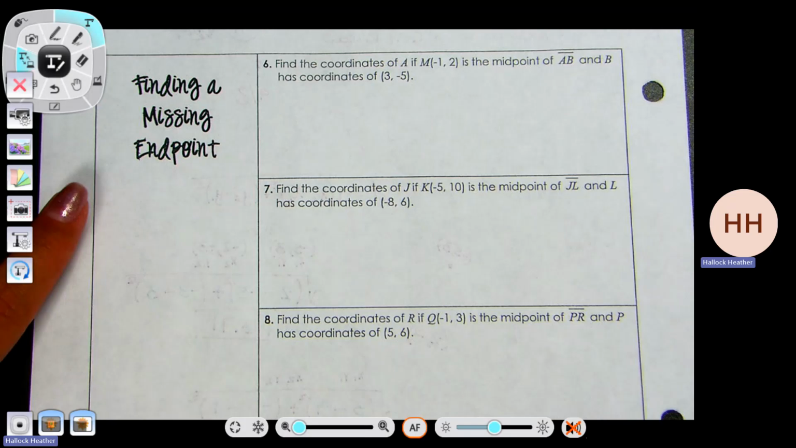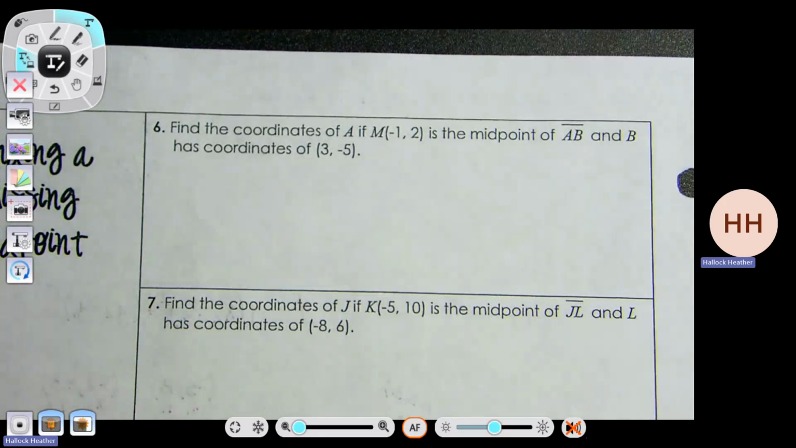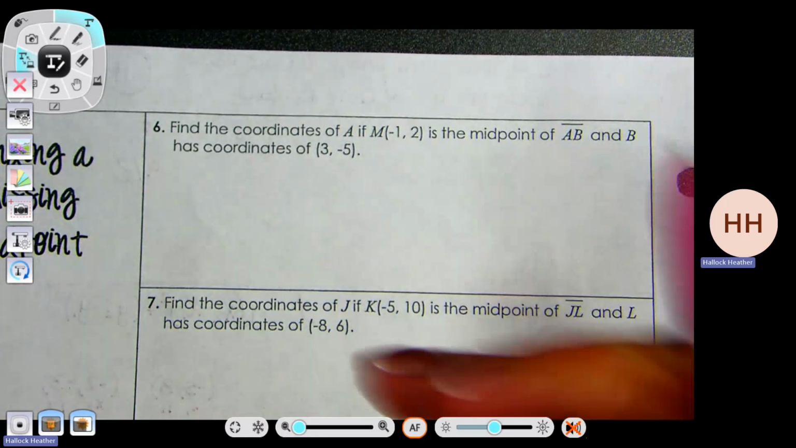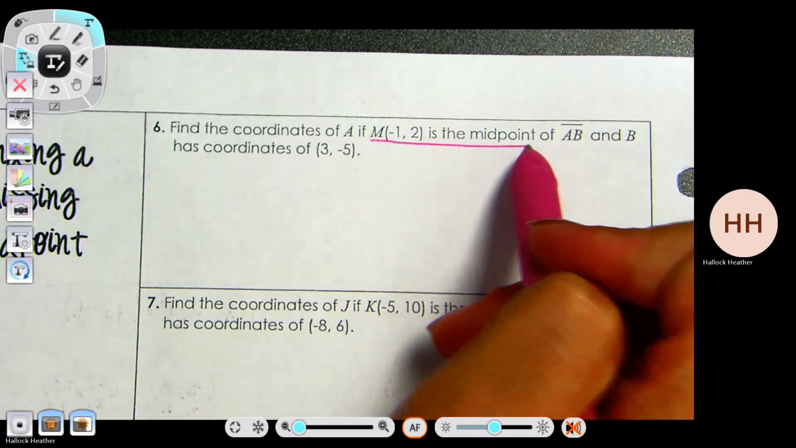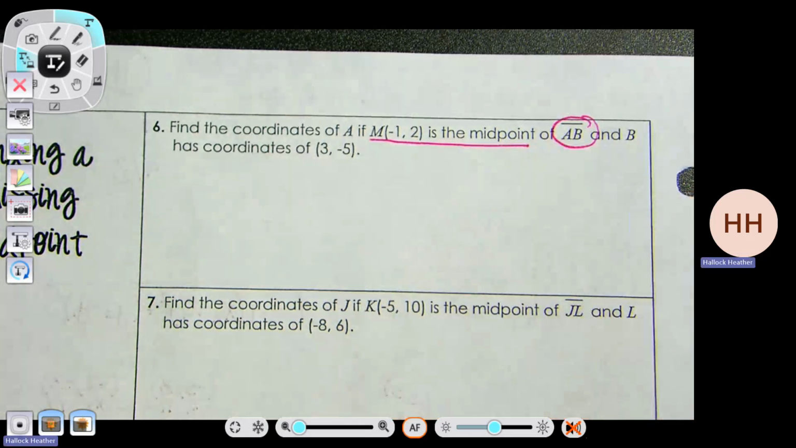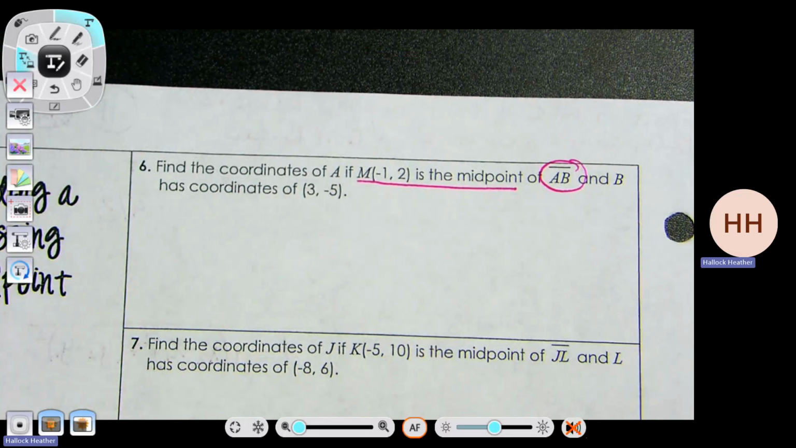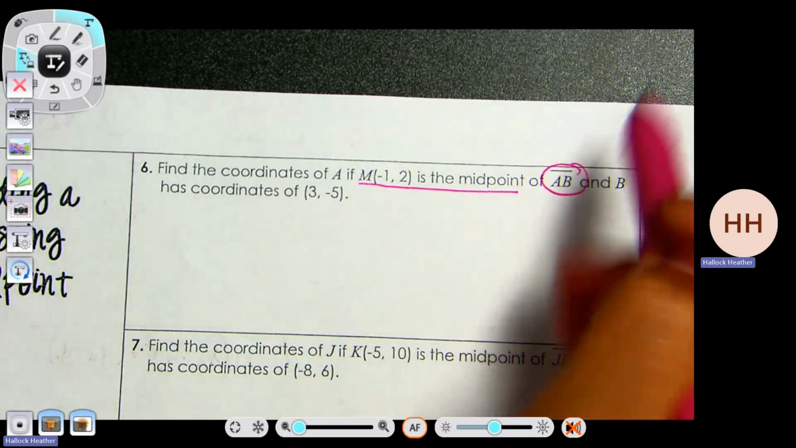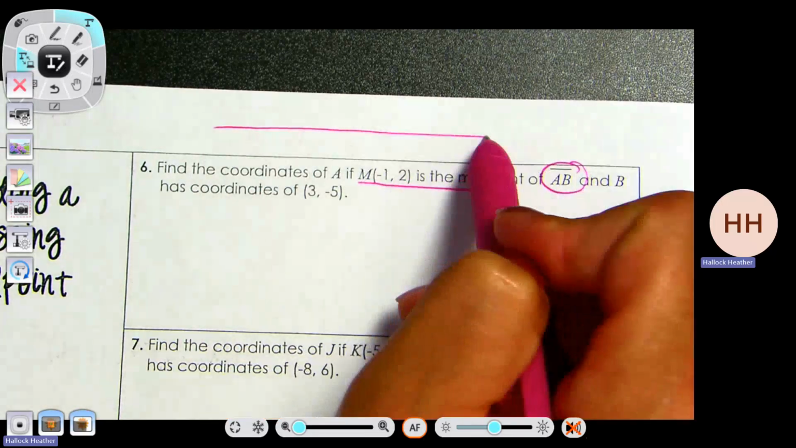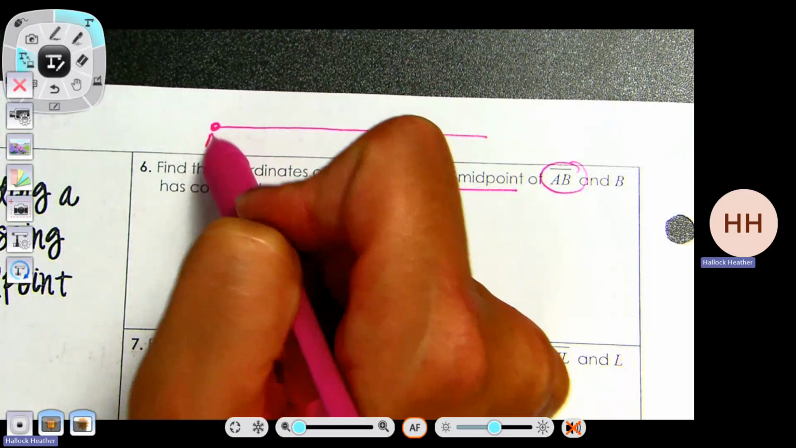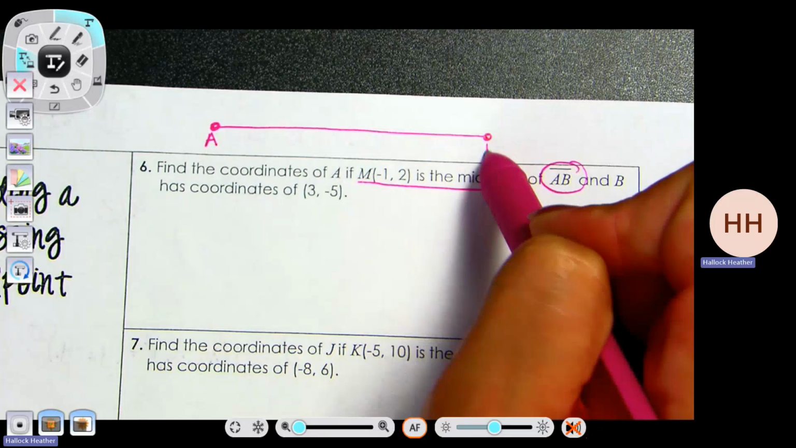This is not on the quiz. The stuff from yesterday is, just so you know. So it says find the coordinates of A if M is the midpoint of AB. We're going to draw a picture every single time. When in doubt, we're going to draw it out. AB is my line. I want to start by using this top space. We're going to put A over here, and B over here.